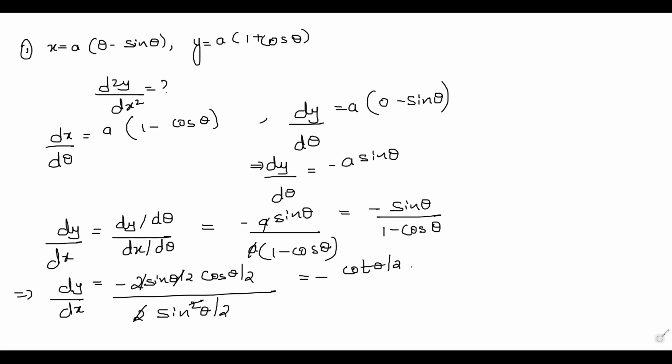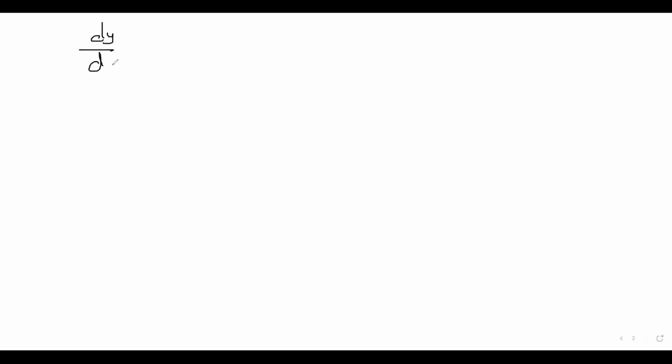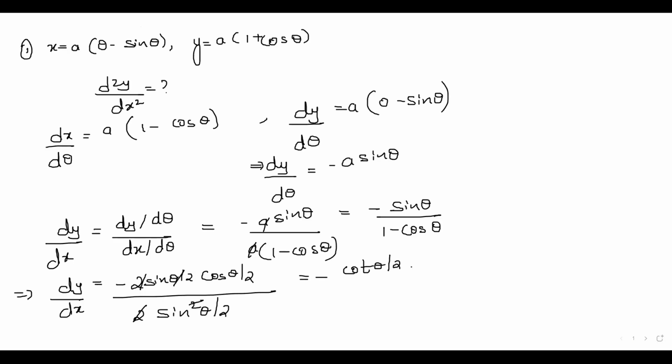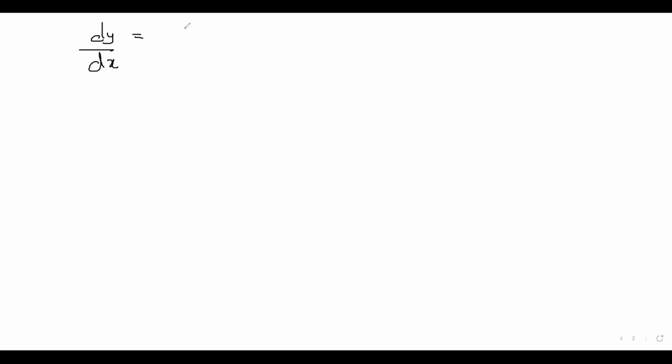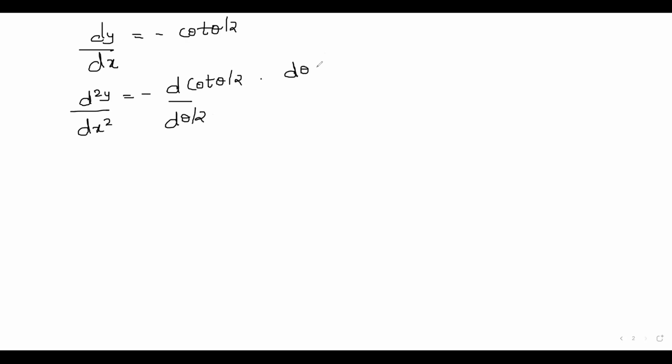Next, we need to find d square y by dx square. So we have this dy by dx is equal to minus cot theta by 2. We will again differentiate this. So this is equal to minus: first of all, differentiate cot theta by 2 with respect to theta by 2, then theta by 2 with respect to theta, then d theta by dx, because we are differentiating with respect to x.